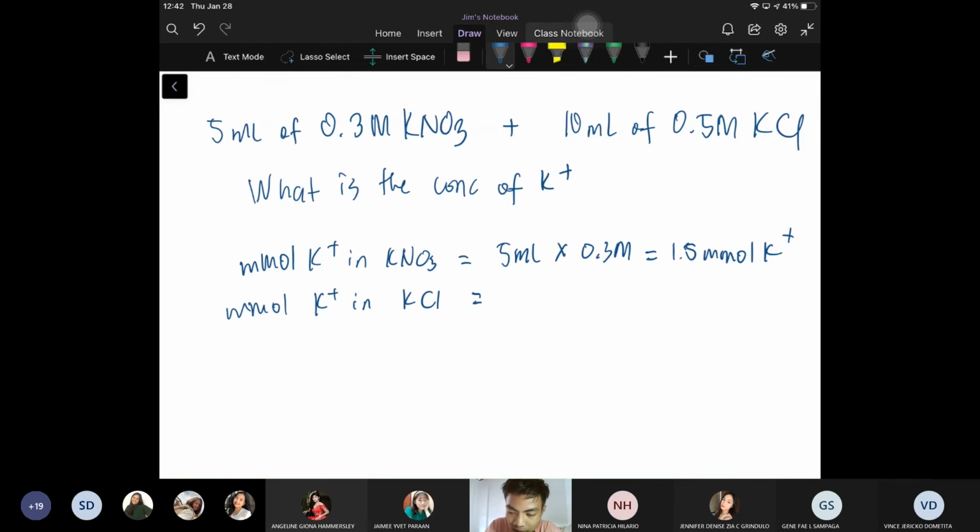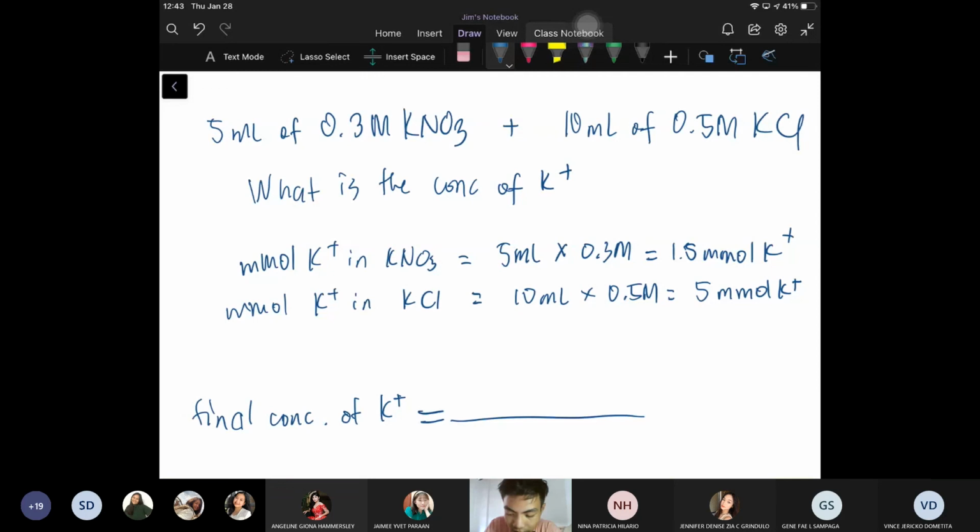Kunwari ito naman, millimole of K+ dito sa KCl. So, that's 10 ml times 0.5 molar. So, that's 5 millimole K+. To find the final concentration of K+, that is the moles total divided by the volume total. Important to sa titration. Kaya ngayon pa lang gusto ko na i-share, kasi nasa quiz din to eh.